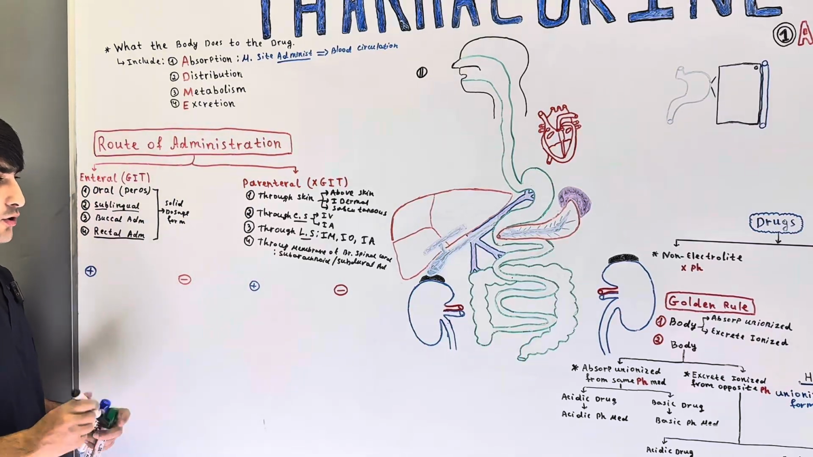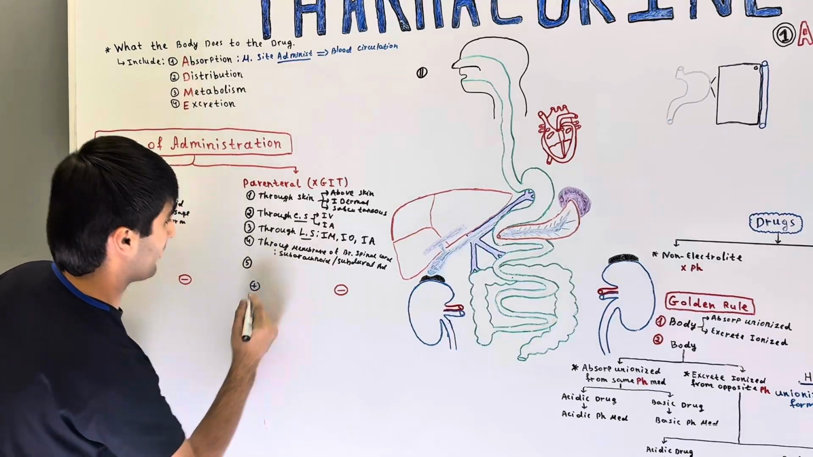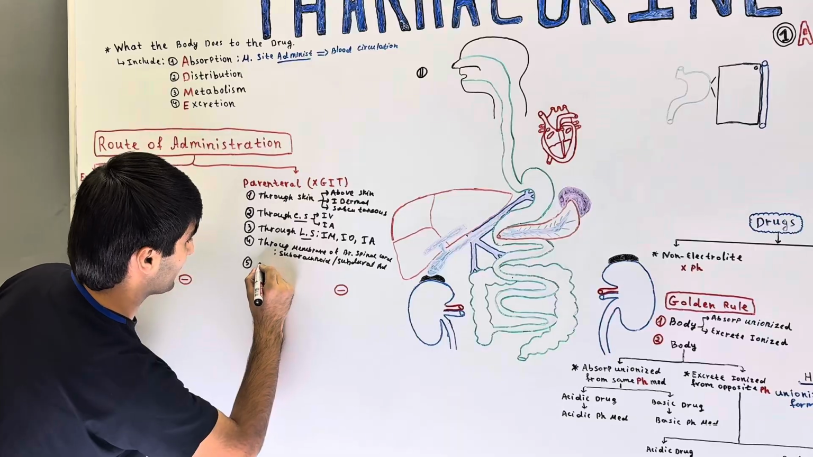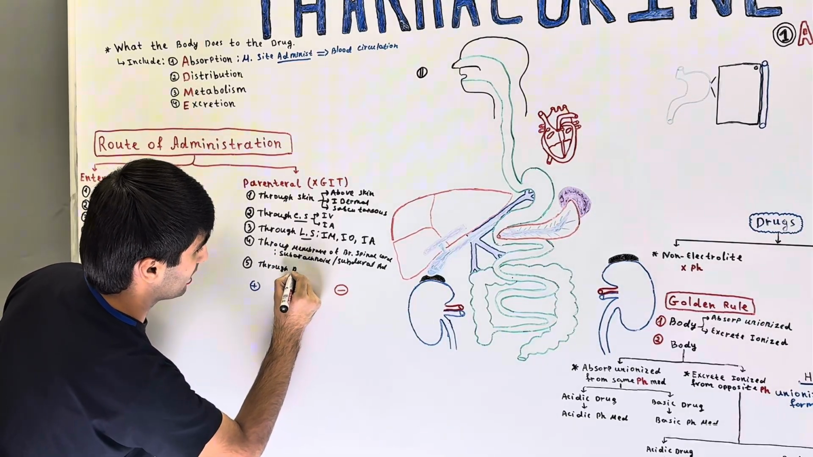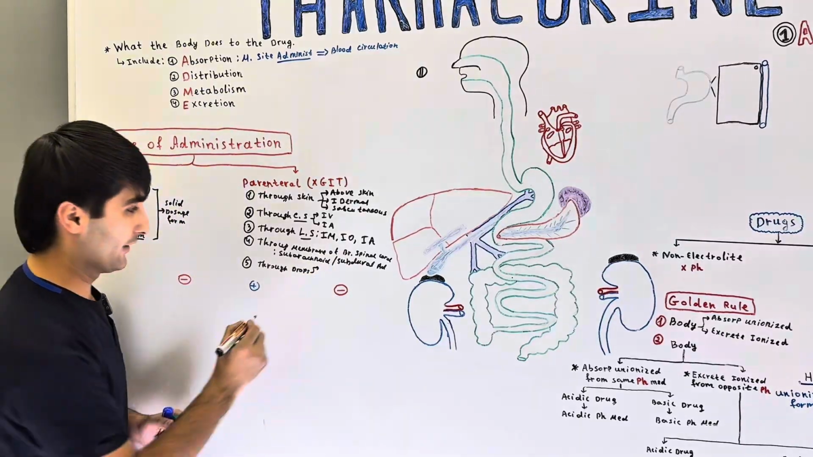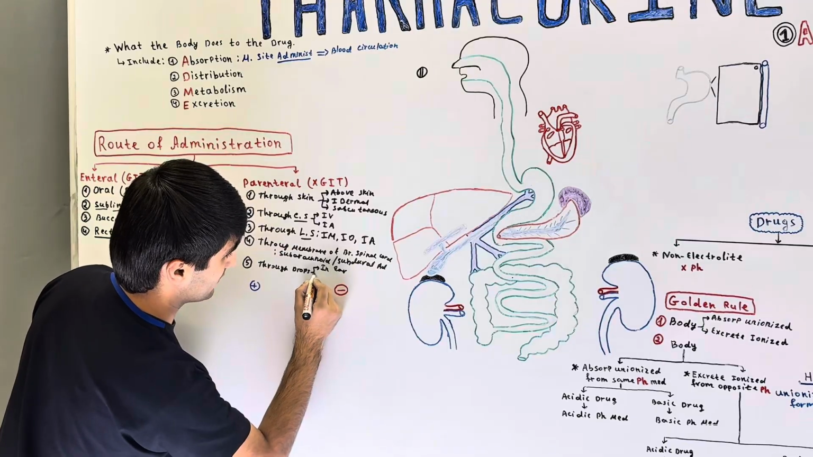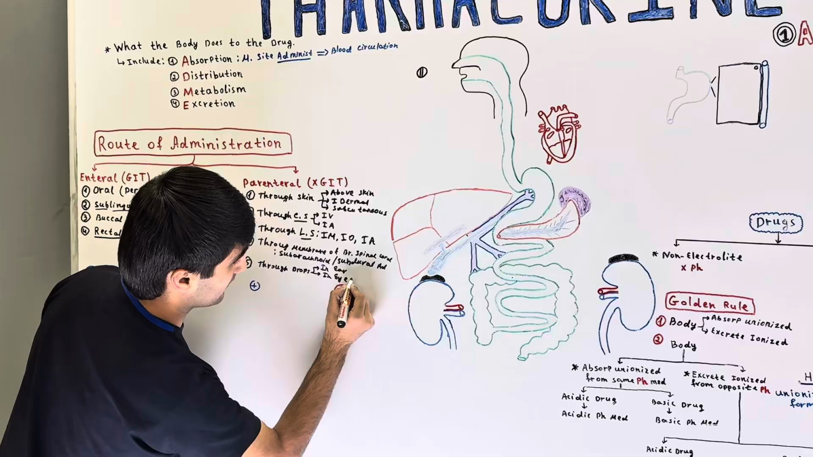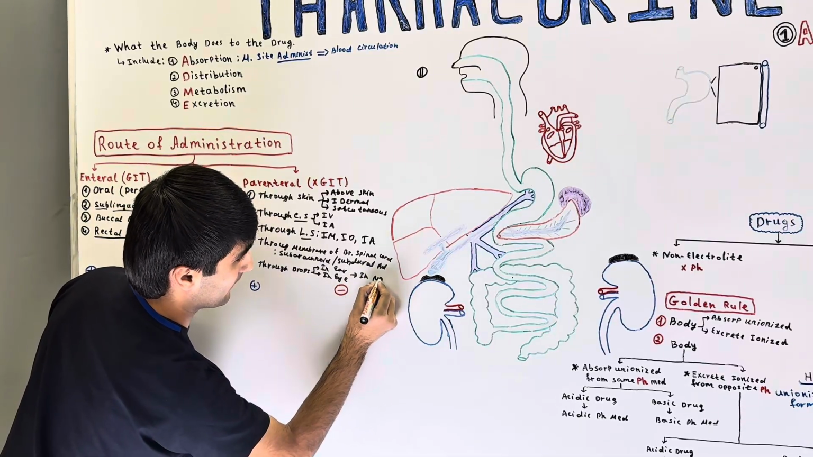So now let's talk about the fifth, which is also the last route of parenteral administration of drugs. The drug can be given through drops: drops in the ear, drops in the eye, and also drops in the nose.